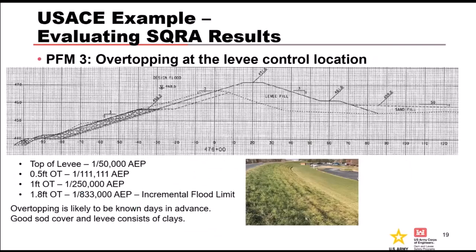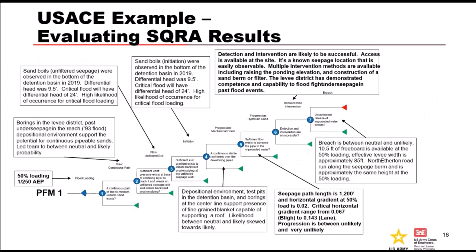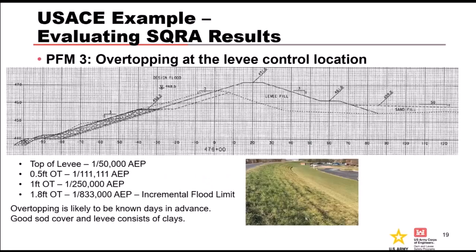Okay, so I'm going to show you the results of the risk assessment of this particular failure mode in a couple of slides. Let's focus for a second on our other risk driving failure mode, overtopping. So overtopping at the levee control location leads to breach. So top of levee is 1 in 50,000. Half a foot of overtopping is something less frequent. 1 foot, less. Even less frequent. And 1.8 feet, even less frequent.